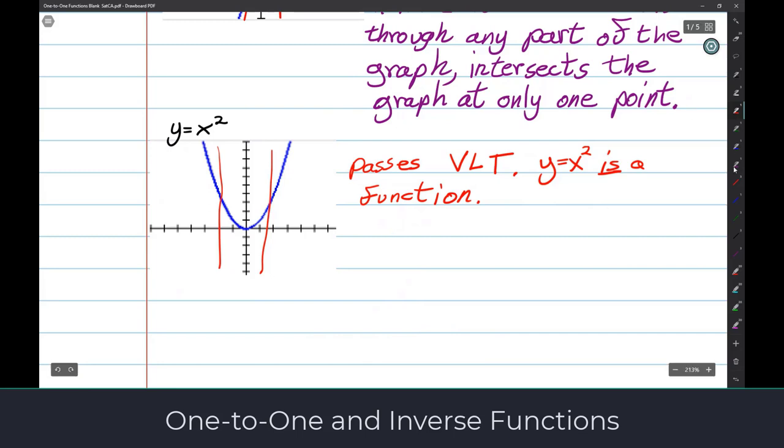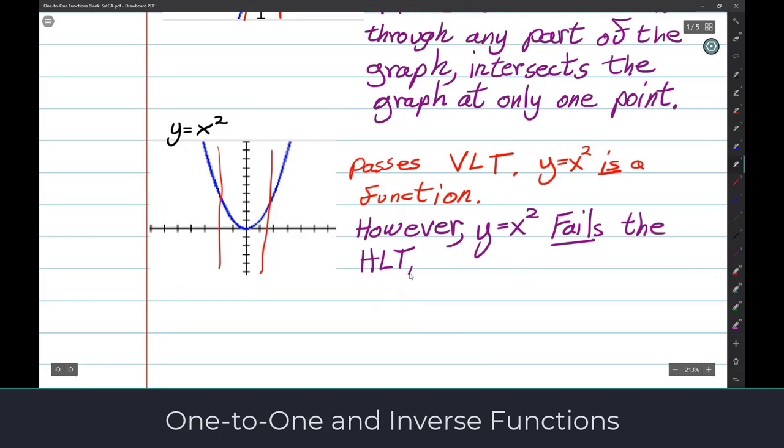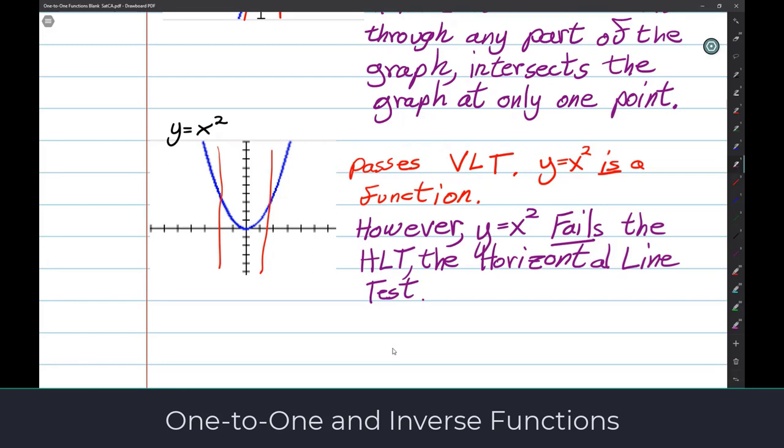However, and that's a very big however, y equals x squared fails, a big fail. Y equals x squared fails the HLT, which is the horizontal line test. So sad. If you take an upper level class, you will find that there's a certain trick that can be used. But we're not going to go over it here unless we have a lot of time left over.